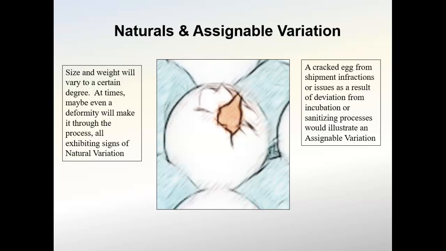Sometimes you crack an egg, and let's just say the yolk looks a little discolored. That could at times be a result of natural variation, or it could be from assignable variation, depending on what the contributing or root cause was. But these are just some examples of natural versus assignable variation.